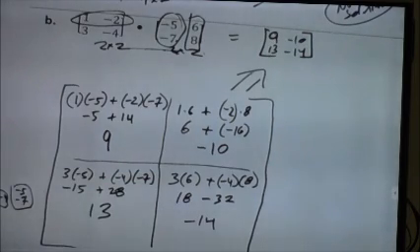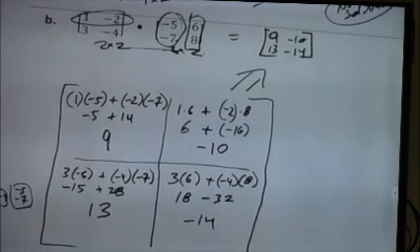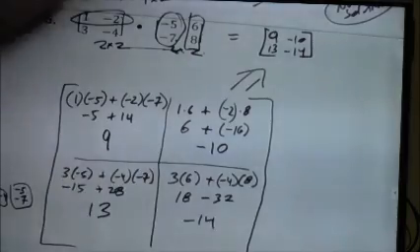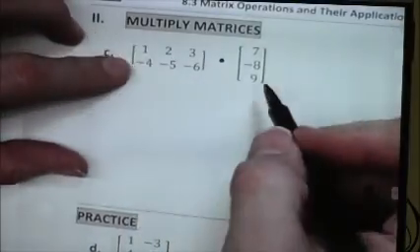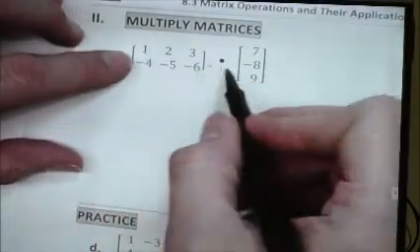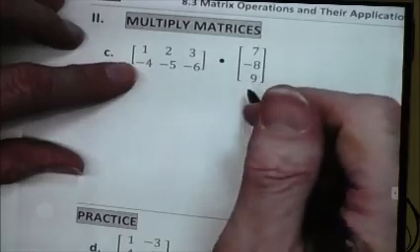Let's look at the next page, because this one was a 2 by 2. It was pretty obvious you could multiply it. It's not so obvious here. So let's look at this one and that one. And it looks weird. It looks like you probably can't do it.